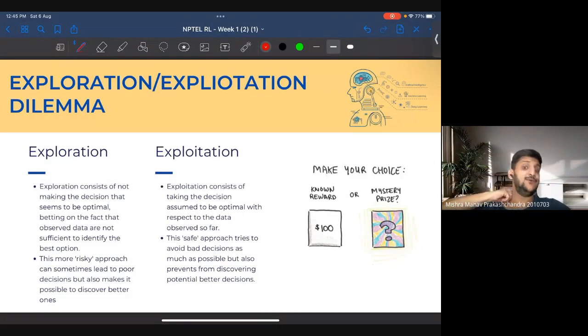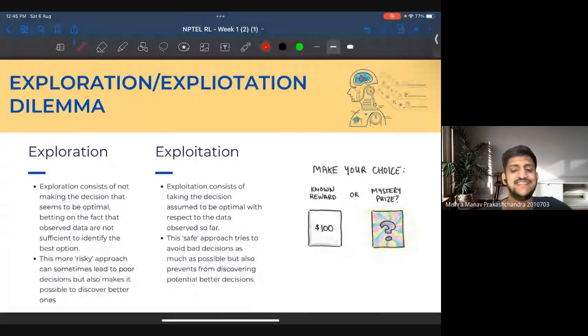But if you haven't explored the entire state space, then exploitation is not possible, because whatever observations you have are local observations, and you're trying to be optimal with respect to the local observation you have accumulated so far. So this is a safe approach that tries to avoid bad decisions as much as possible, but it also prevents discovering potentially better decisions.